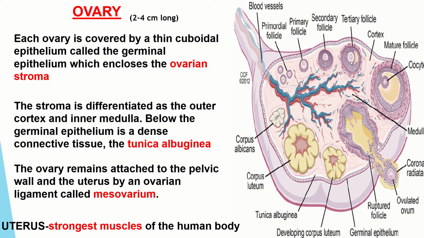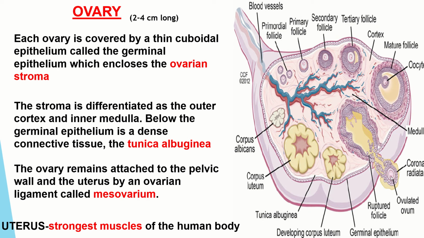This peripheral cortex is so dense because it has different stages of Graafian follicles, that is, female follicles. These female follicles are in different stages. So this is the primordial follicle, and this is the primary follicle, secondary follicle, tertiary follicle, and mature follicle with the oocyte, and this is the corona radiata, a fully matured ovum.